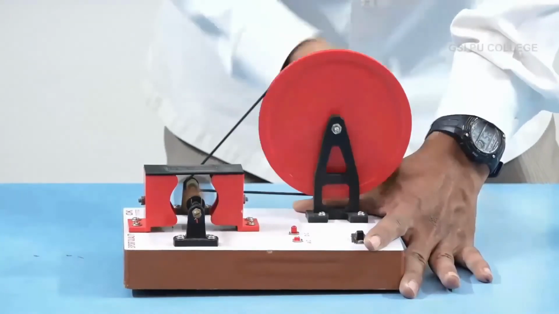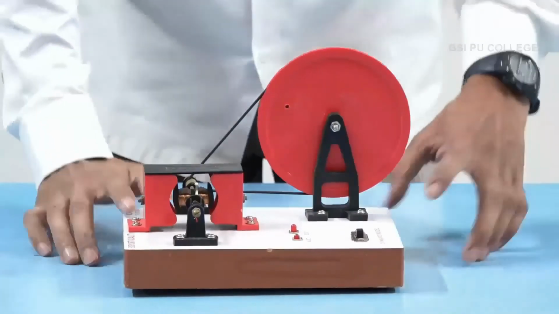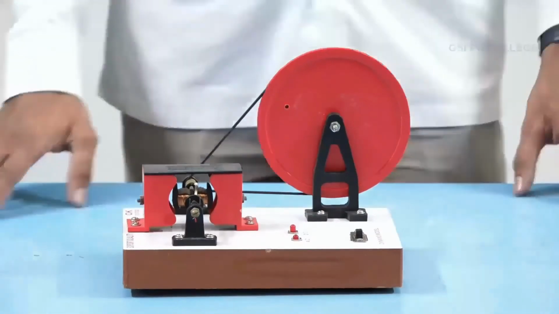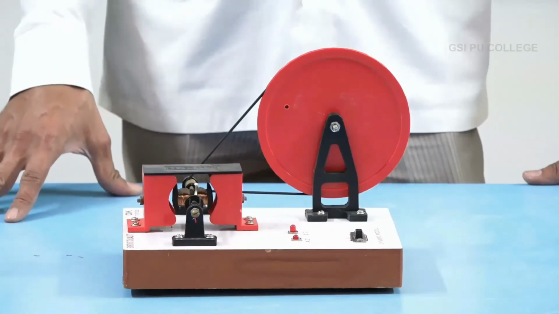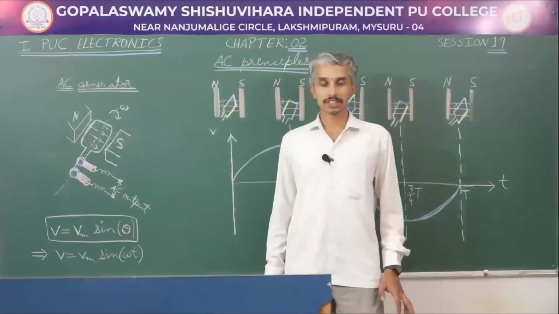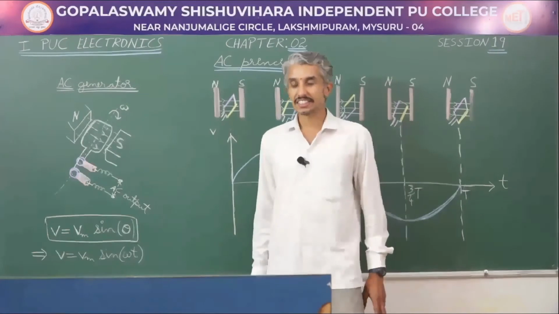As you increase the speed, as you have seen, the switching on and off is also more rapid. In this way, rotating a rectangular coil in between two magnetic pieces, we can generate alternating current. We learnt that an alternating current or an alternating voltage is generated in an AC generator.